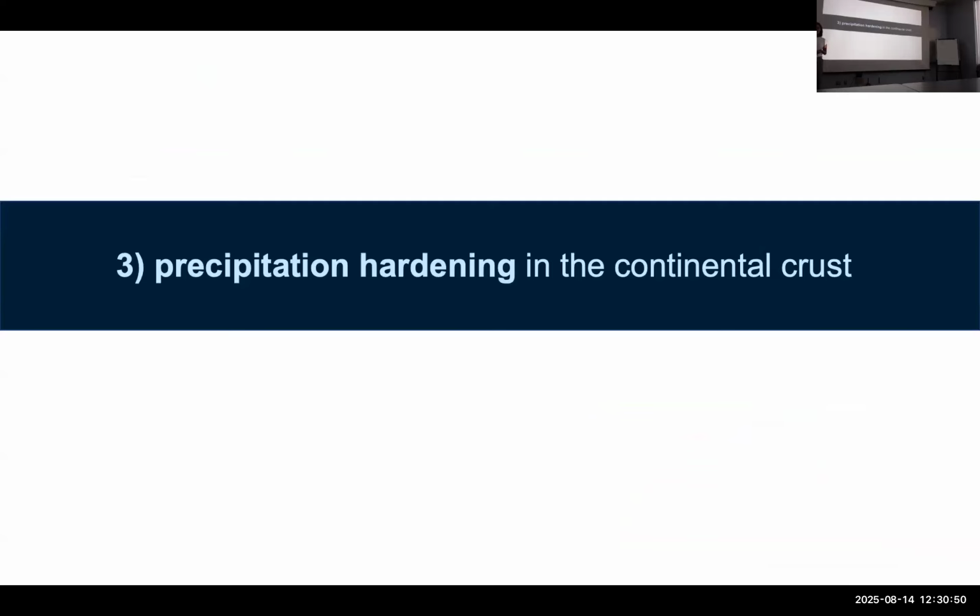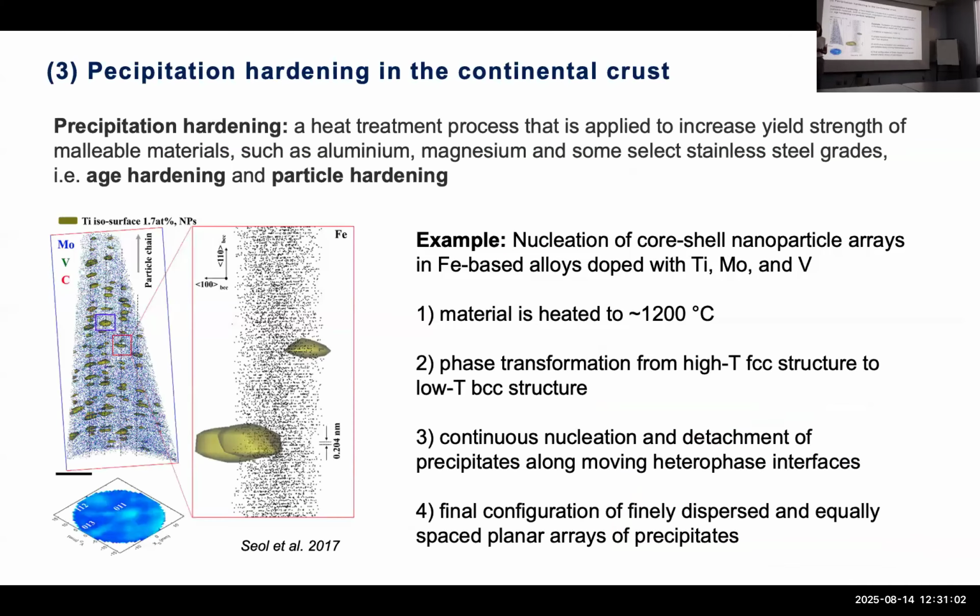Okay, so the third process I wanted to talk about today is precipitation hardening. So similar to the previous hardening model that I showed, precipitation hardening, some of you know this process better than I do, is basically when we apply a heat treatment to a softer material in order to strengthen it. So this heat treatment will create precipitates within the material, and these act as obstacles for dislocations, leading to strengthening.